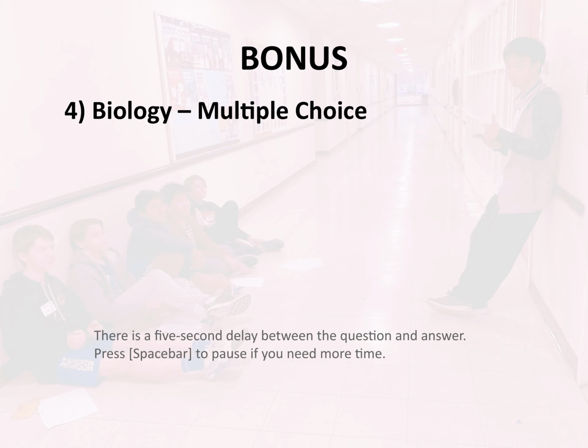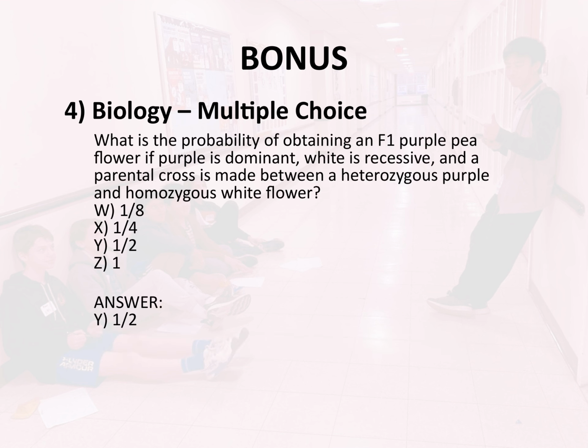Bonus 4. Biology, multiple choice. What is the probability of obtaining an F1 purple pea flower if purple is dominant, white is recessive, and a parental cross is made between a heterozygous purple and homozygous white flower? W. 1/8. X. 1/4. Y. 1/2. Z. 1. Answer: Y. 1/2.